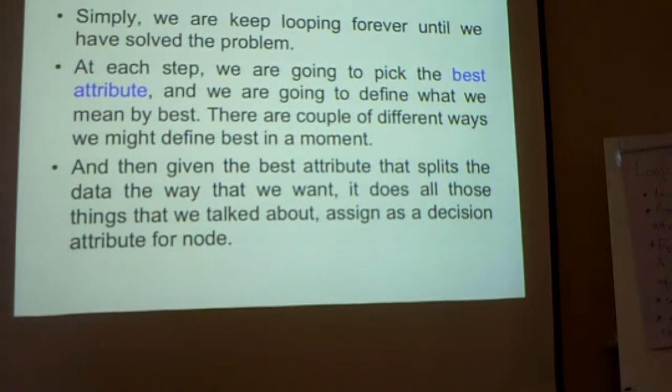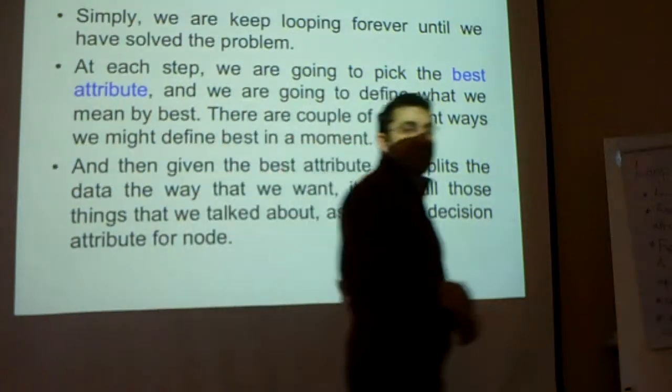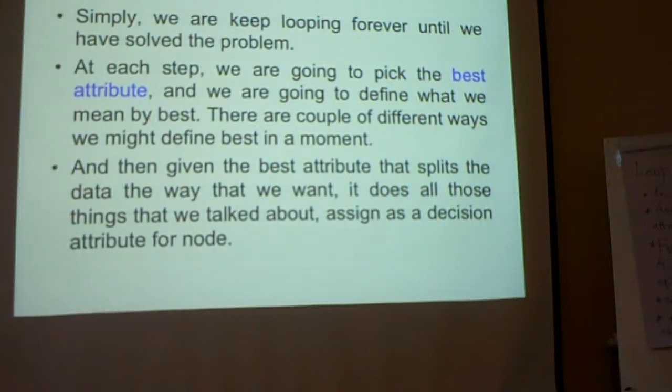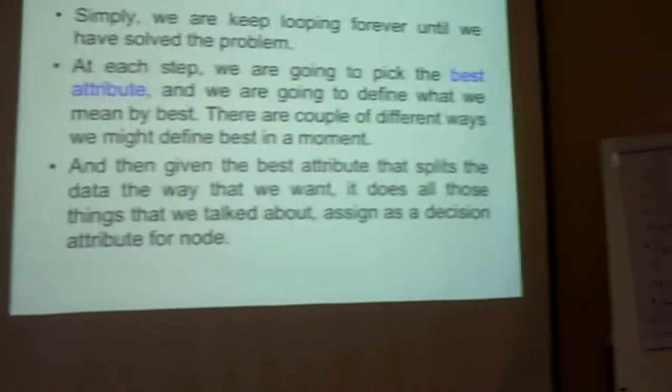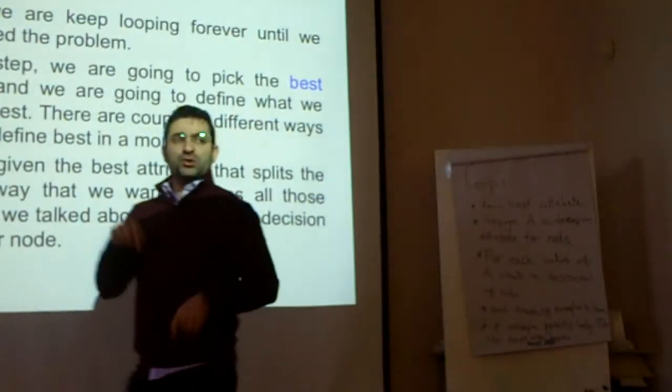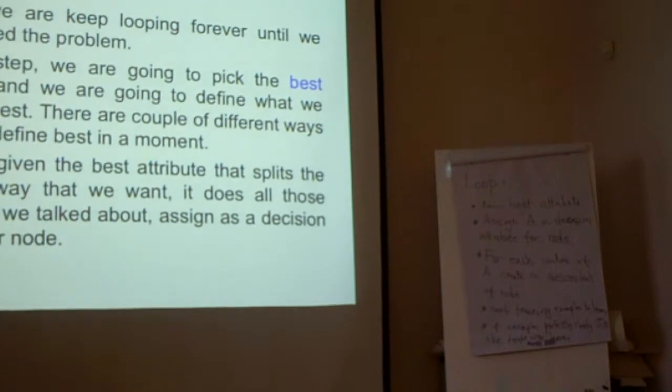Okay, so as I said, we loop forever till we find the answer. The first thing is we are picking the best attribute. We have defined what the best attribute is, but today we will see in more mathematical form how we can define it, okay? And then after we have defined the best attribute, we start to split. We split on the attributes that we have in order to make some decisions, and based on the decision we may assign a few more nodes.